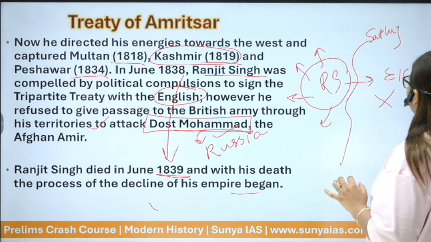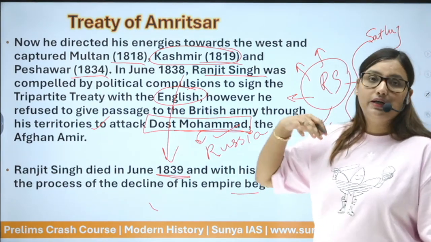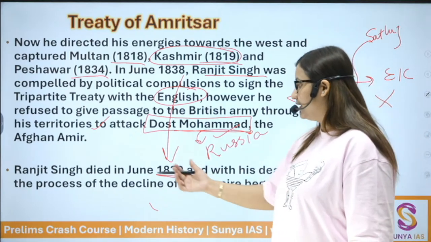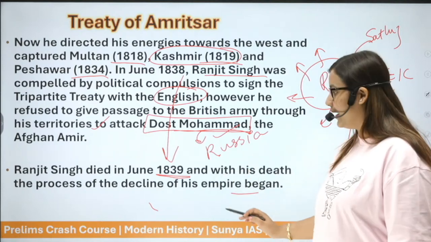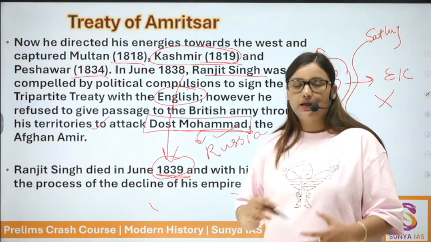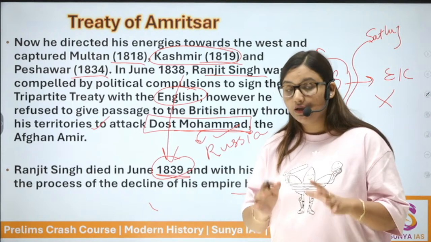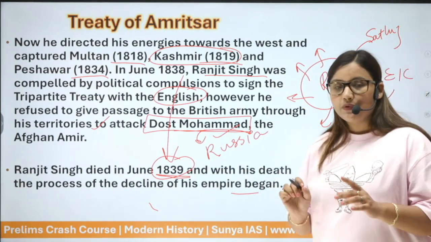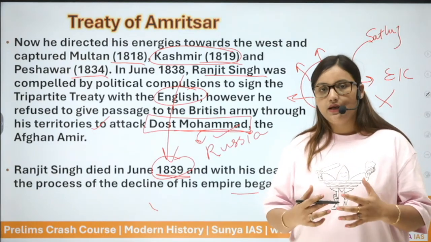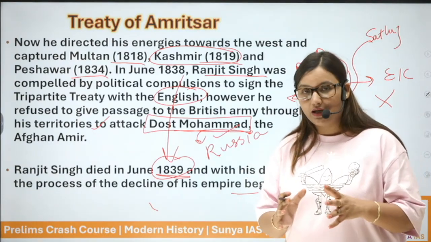So we will continue the story after the death of Ranjit Singh, because Ranjit Singh died in June 1839. I will continue the story of the Sikh Empire after the death of Ranjit Singh, what will happen after his death, and we will continue from here. What will happen in the Sikh area and how the Anglo-Sikh wars are going to happen.